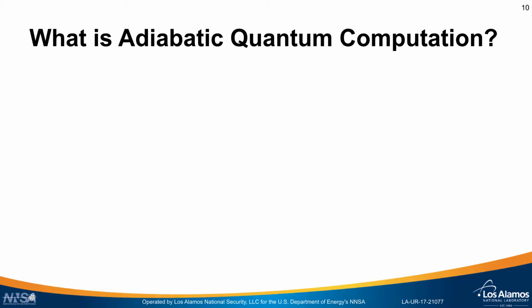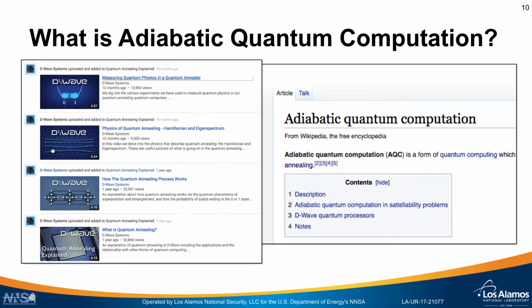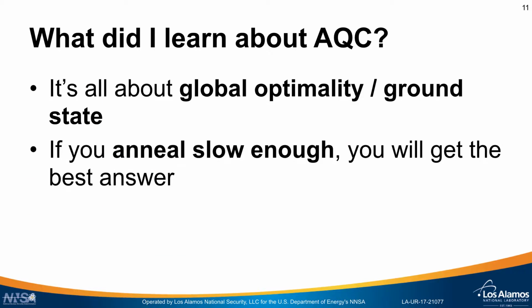When I was first trying to answer this question, I read that the machine is an adiabatic quantum computer. So I read this very interesting Wikipedia article, and I watched a number of really fun videos on D-Wave's website. I learned about things like eigenspectrum and energy levels. What I concluded is that this model is all about global optimality and ground states. The basic theorem is that if you anneal slowly enough, so the processing time goes slowly enough, you will always stay in the ground state and you will have the best answer.